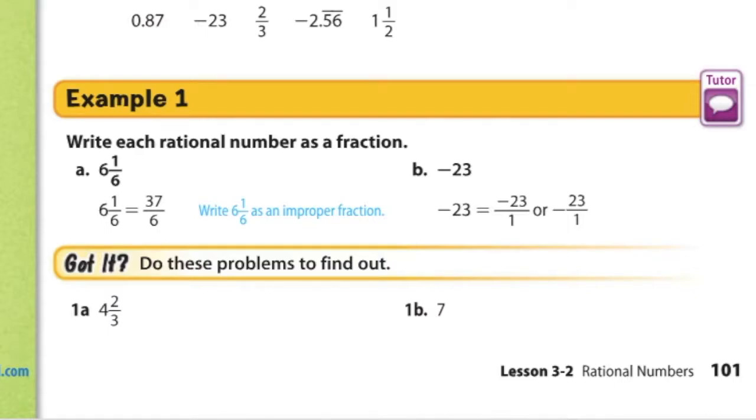In example 1, you're going to write each rational number as a fraction. So for got it 1a and 1b, write those as a fraction, pause the video, and press play to check your answer. For 1a, 4 and 2/3 can be written as 14/3. Remember that you multiply the whole number times the denominator and then add the numerator. That gives you 14, and then you keep the denominator. For 1b, 7 can be written as a fraction by putting it over 1.